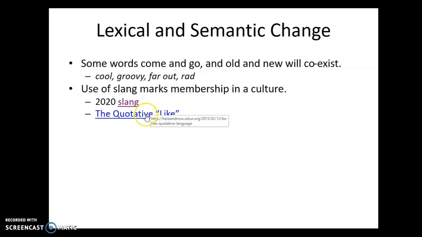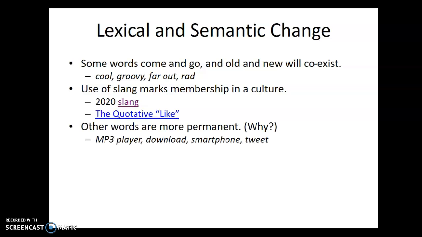There's another link that I've got included here called the quotative like. We'll skip over that for just a second. We're going to come to that in another slide in just a few moments. But basically this refers to pretty much anytime you use the word like when you're having a conversation. Just think about, for now, how many times you say like when you have a conversation with somebody. It's a lot. It's a very, very common word in conversational English.